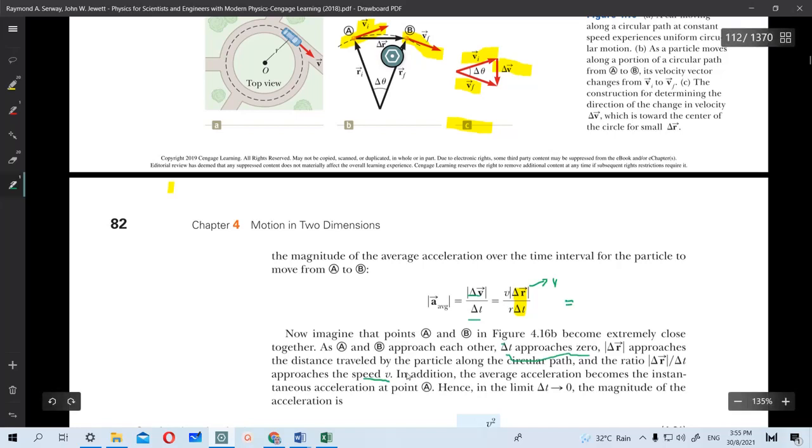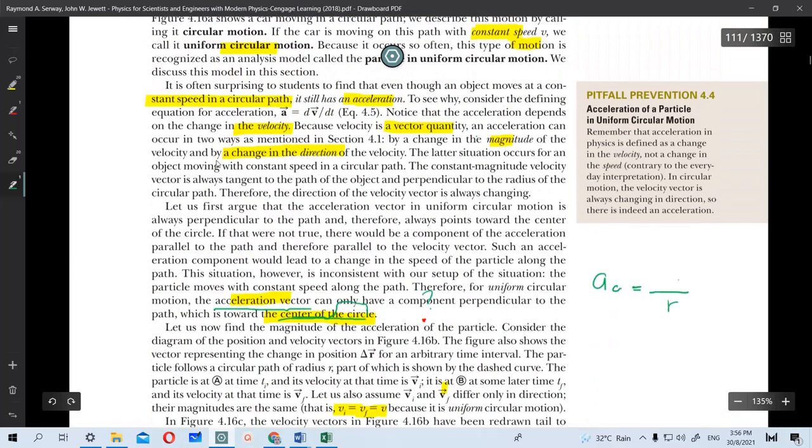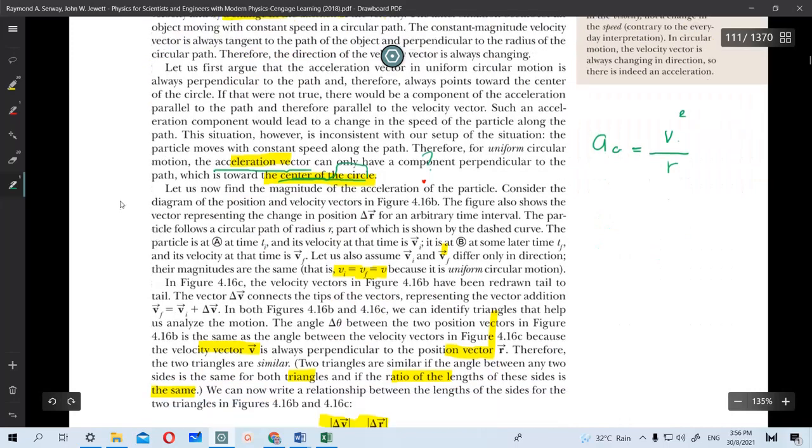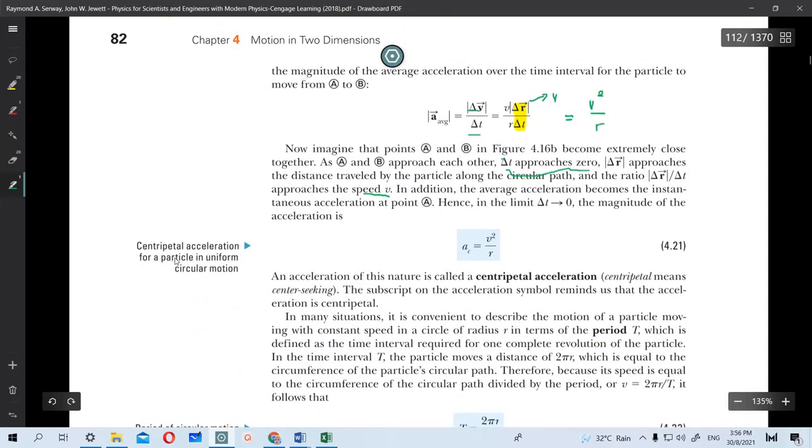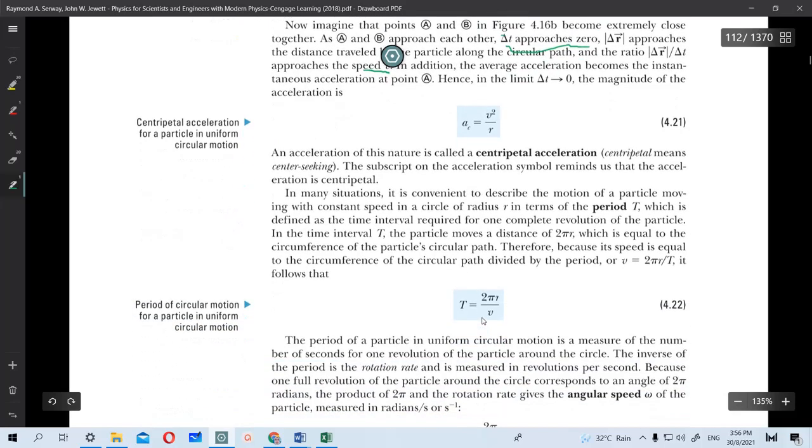So from here, what do you see? As you simplify, you have v squared over r. So our missing piece to get a_c just now is the speed: speed squared over the radius of the circle. So this is it, the centripetal acceleration.